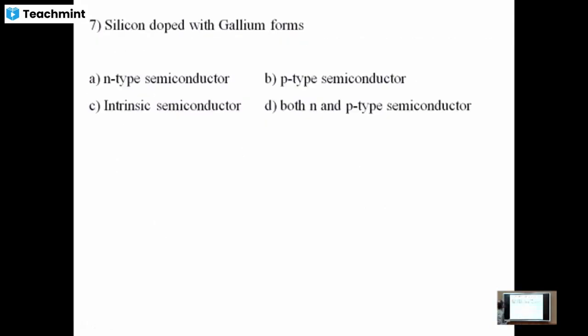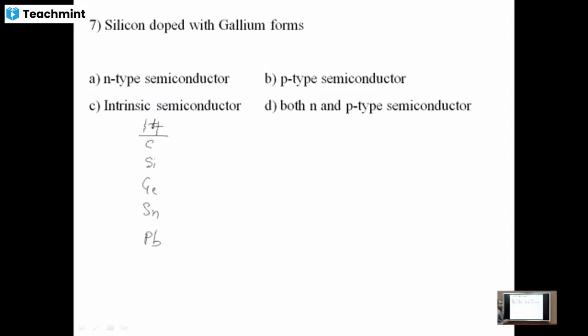Next question. Silicon doped with... intrinsic semiconductor, both N and P type semiconductor. We know silicon and germanium are intrinsic semiconductors. They are the members of group 14 elements. Group 14 elements are carbon, silicon, germanium, tin, and lead.